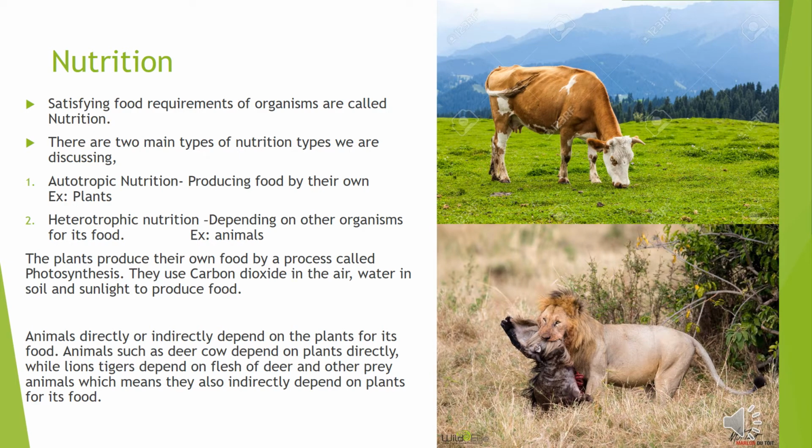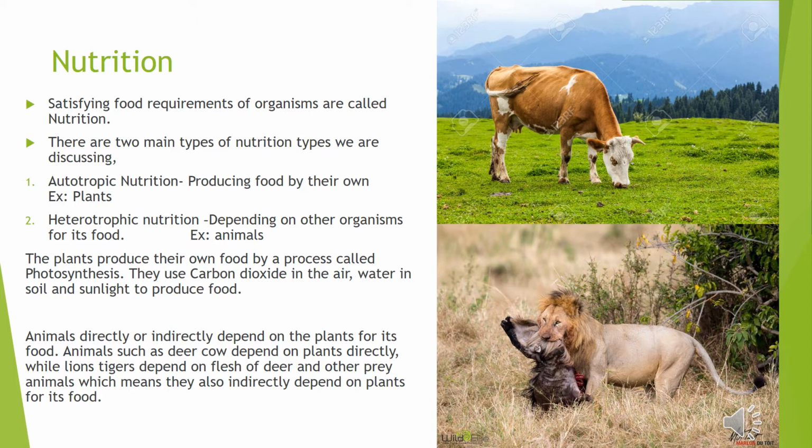Okay, when you talk about nutrition, what do you mean by nutrition? Satisfying food requirements of organisms is called nutrition. You eat to get energy, you get nutrition by the food that you eat. There are 2 main types of nutrition we are discussing, that is autotrophic nutrition and heterotrophic nutrition. Autotrophic nutrition means these particular organisms have the ability to produce their own food. For example, plants. We don't feed plants, they actually produce food by themselves.